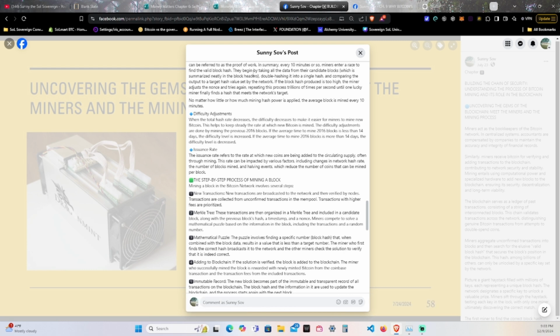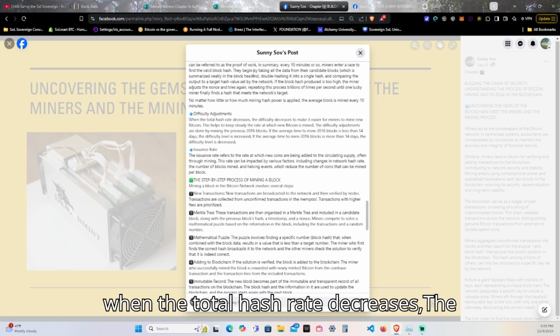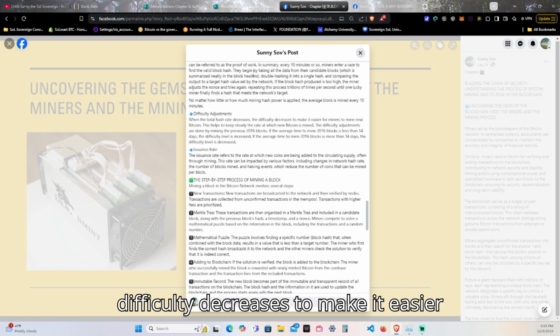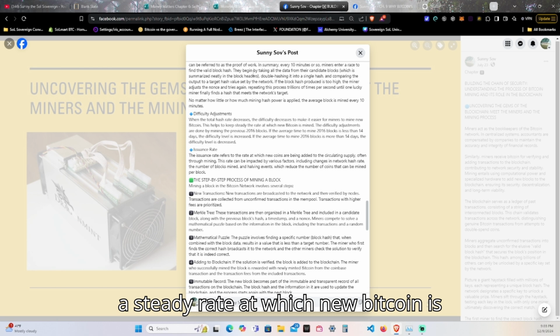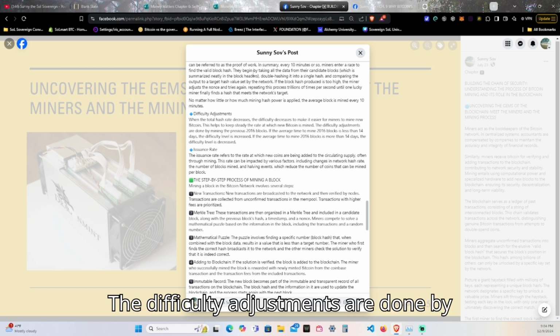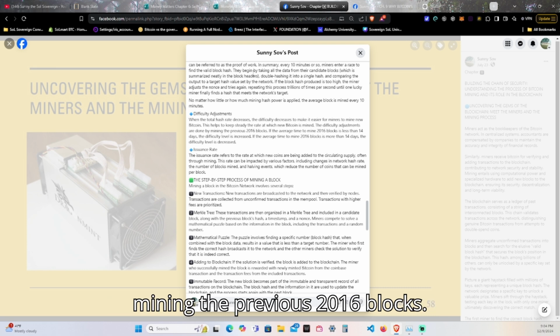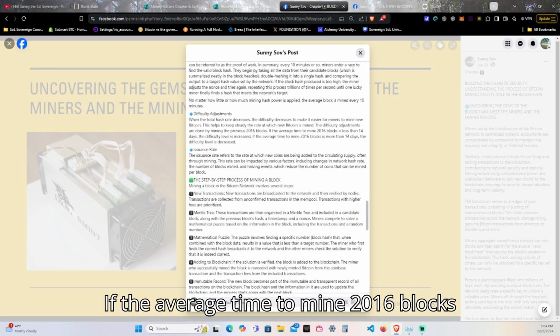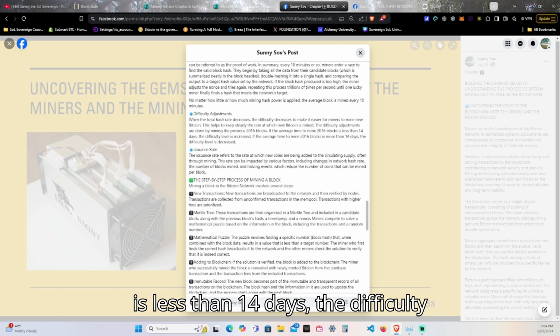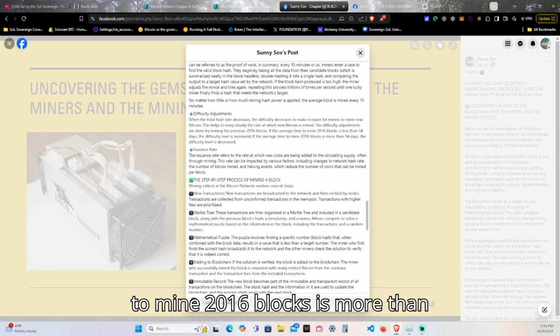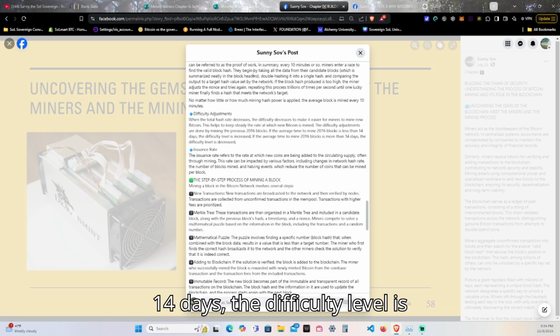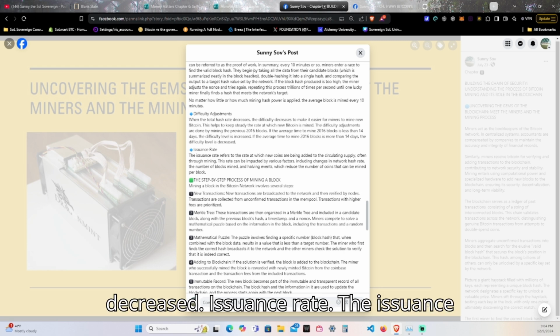Difficulty adjustment. When the total hash rate decreases, the difficulty decreases to make it easier for miners to mine new Bitcoin. This helps to keep a steady rate at which new Bitcoin is mined. The difficulty adjustments are done by mining the previous 2016 blocks. If the average time to mine 2016 blocks is less than 14 days, the difficulty level is increased. If the average time to mine 2016 blocks is more than 14 days, the difficulty level is decreased.